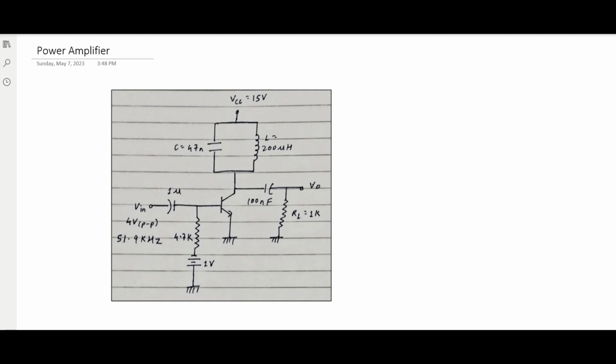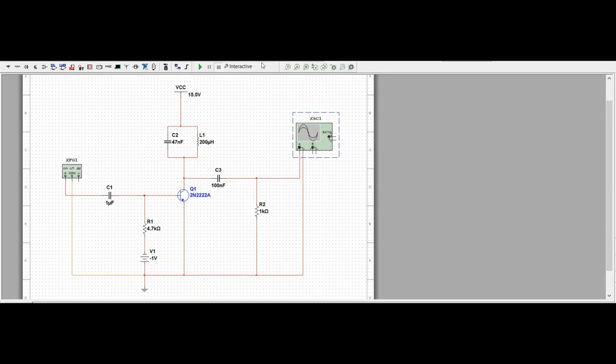So input will be provided as 4 volts peak to peak at resonance frequency of 51.9 kHz. The negative voltage of 1 volt is provided to shift the Q point below cutoff of Class C Power Amplifier. The circuit, we will be seeing the practical in two parts.